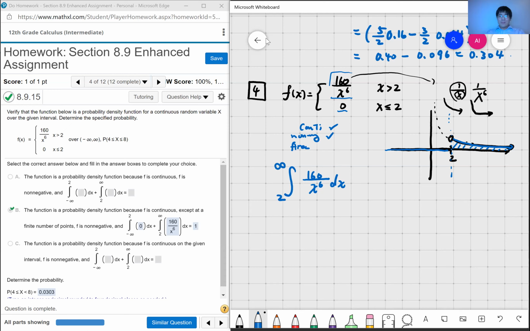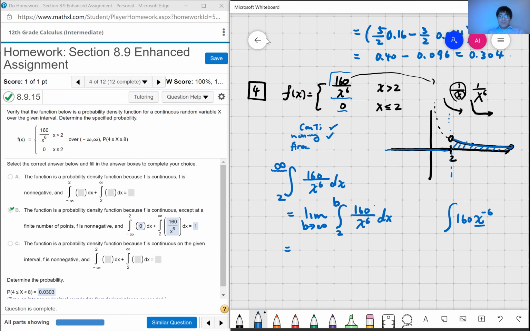Okay, so that's the area under the curve, and we need to show this is equal to 1. Since this is an improper integral, I'm going to use the limit as b goes to infinity of the integral from 2 through b of 160 over x to the 6th dx. This is the same thing as 160 times x to the power of negative 6.